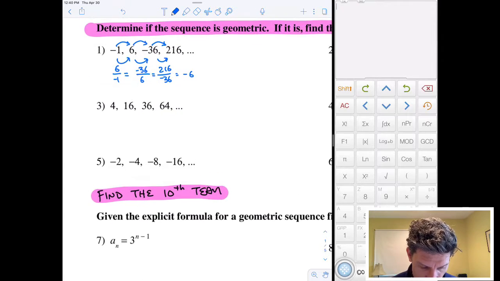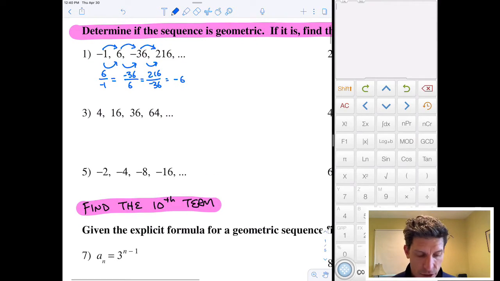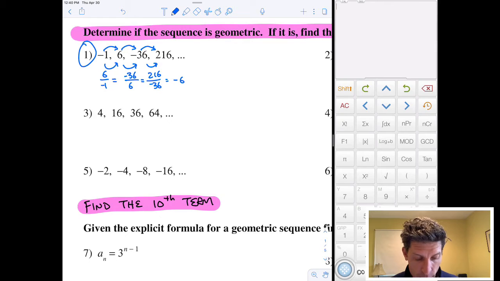Let's imagine that we need to find the 10th term in a sequence. We might as well stick with the same one. We've already done this first one part way. We've established that the common ratio is -6. We have our initial condition of -1.